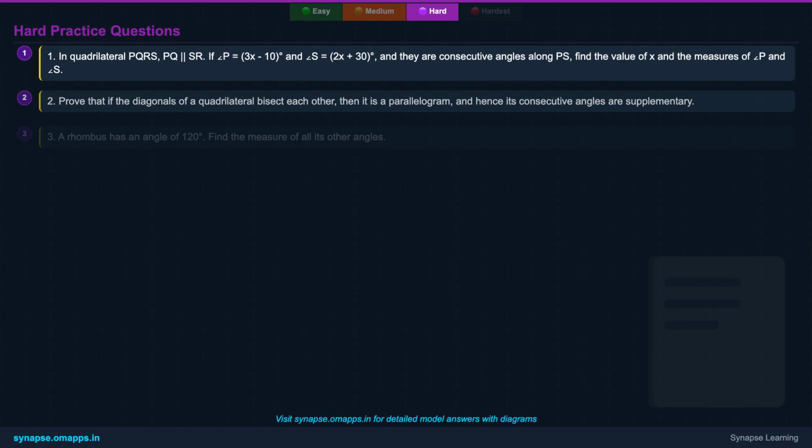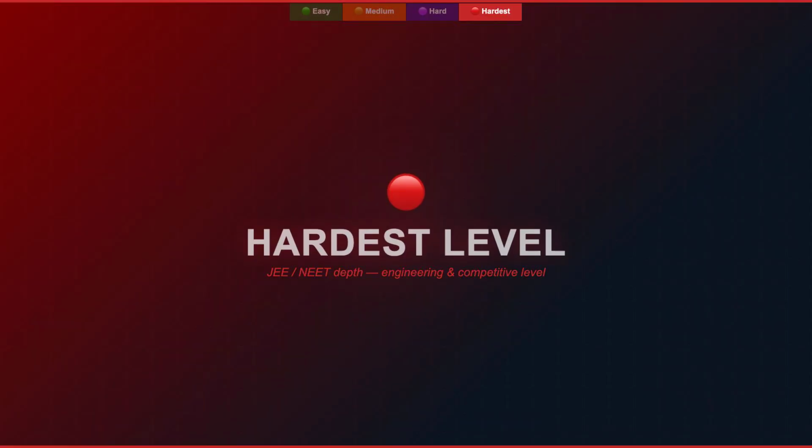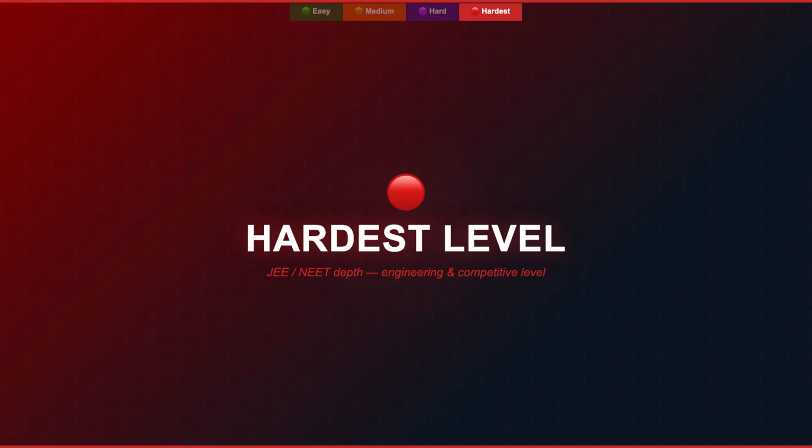It's time for the hard level challenge. These 7 questions will push your analytical skills. You might need to combine multiple properties, use algebraic equations, or even construct a short proof. Don't be afraid to think critically and explore different approaches. For the true geometry enthusiasts, welcome to the hardest level. Prepare to tackle concepts that demand precision and advanced problem solving.